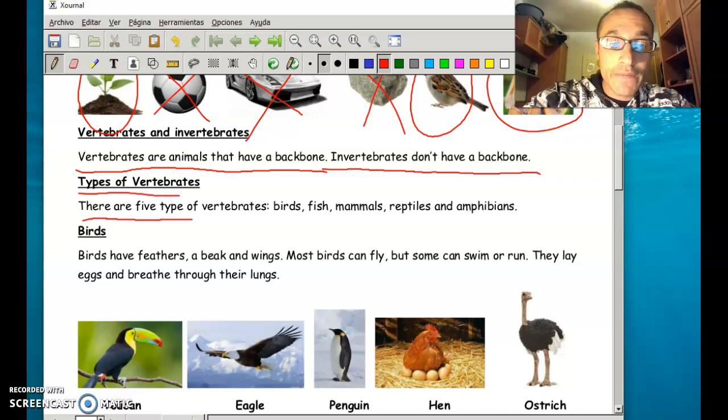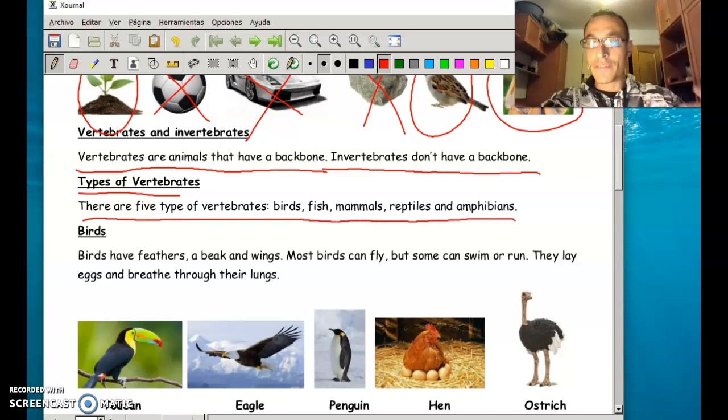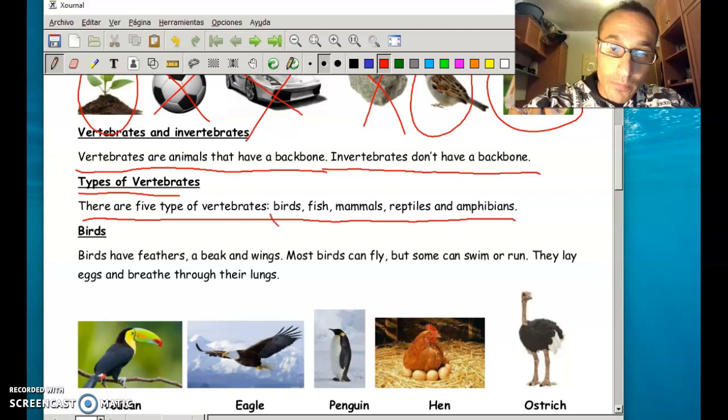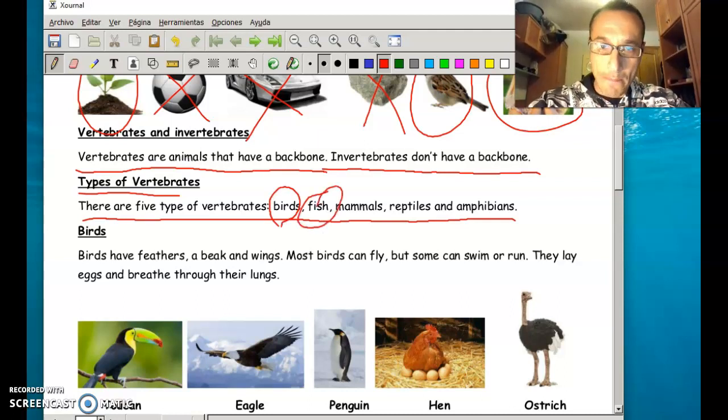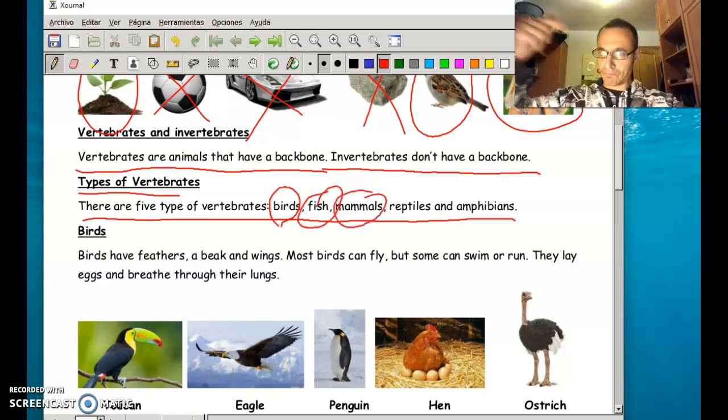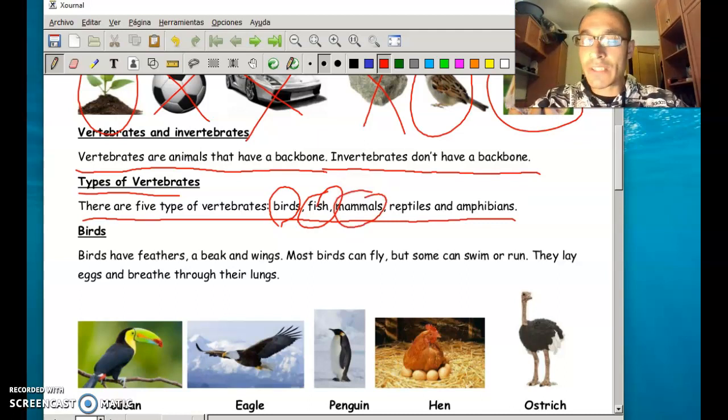There are 5 types of vertebrates: birds, fish, mammals, reptiles, and amphibians. We're going to be studying them. Today, we're going only to focus on birds. First, we study birds, then fish, and then mammals, right? Tomorrow, we're going to see reptiles and amphibians. Those are the 3 vertebrates that we are going to study today.